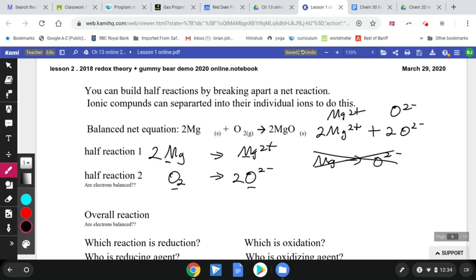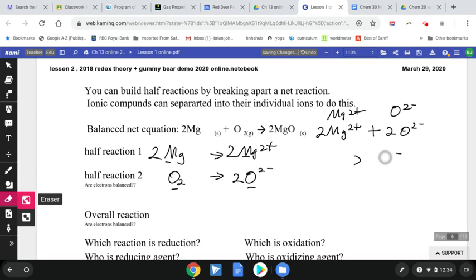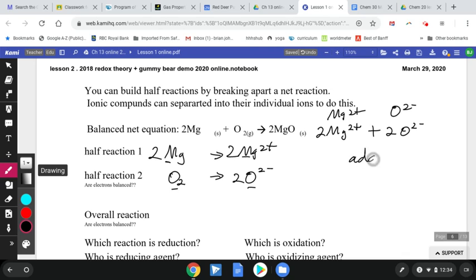Maybe I'm not. I'm going to throw those in as well and balance it. Okay, the last part is critical. Now we need to add the electrons. Who's gaining, who's losing? It's a very simple way to figure this out, and it is the following. Add electrons to the more positive side.